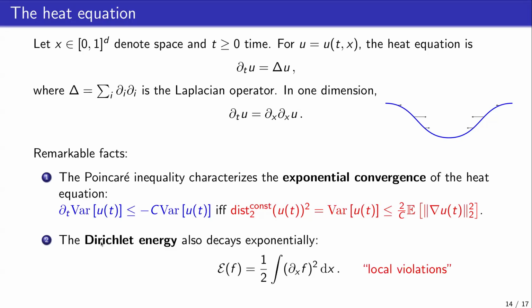And there's a different quantity called the Dirichlet energy that also decays exponentially. And it is written in this way here, where I'm integrating all of the square derivatives. And the point is that this energy here is essentially adding up the local violations of the property of being a constant function. And the Poincare inequality says that this decays exponentially.